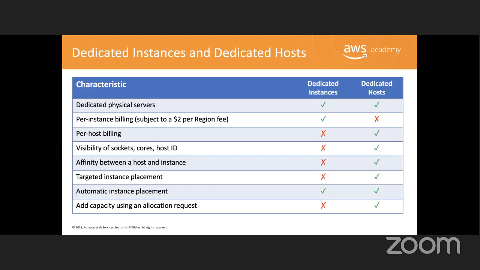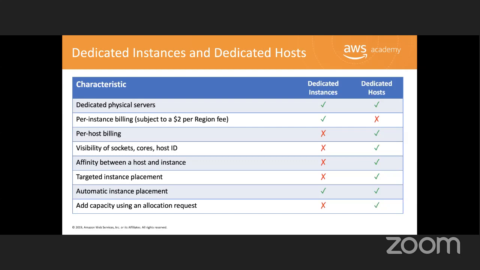For example, they both have dedicated physical servers, right? Per instance billing is subject to a $2 per region fee. Dedicated instance has that. Dedicated host doesn't have that. Per host billing, of course, a dedicated instance is an instance, not a host, so that doesn't apply to dedicated instances, but it does apply to dedicated hosts.